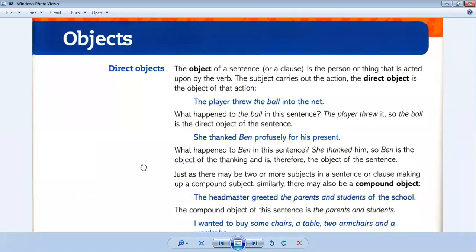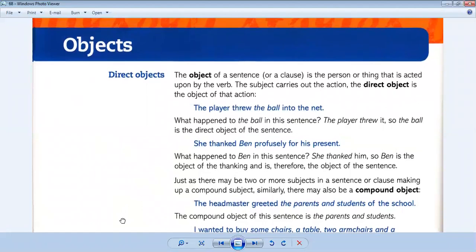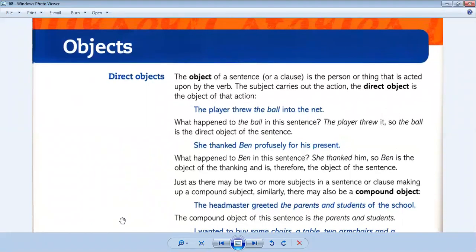For example, the headmaster greeted the parents and the students of the school. So who is the direct object here? Think of it. Yes, as it is written, the compound object here of the sentence is the parents and the students. It's easy. It's like when you start with a compound subject, when you say, Ahmed and Ali went to school. So this is a compound subject. The same thing happens as compound objects.